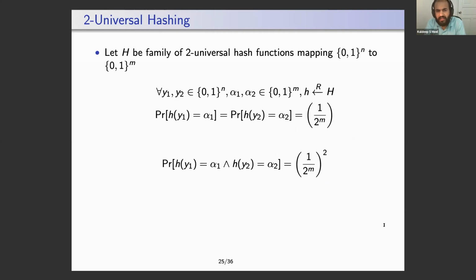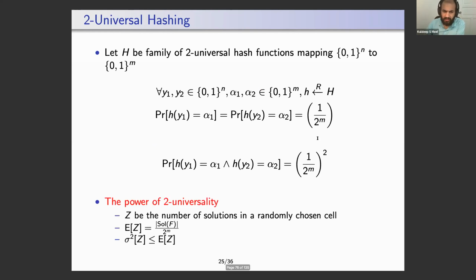So what we are interested in is what is called the family of 2-universal hash functions. So what are these 2-universal hash functions? Well, it says that for every pair of 2 assignments and every pair of cells, if we pick a hash function randomly, then the probability H maps Y1 to alpha 1 is the same as the probability H maps Y2 to alpha 2, which is 1 over the number of cells. Furthermore, these events are pairwise independent. So the probability of H mapping Y1 to alpha 1 and H mapping Y2 to alpha 2 is just the product of the marginals.